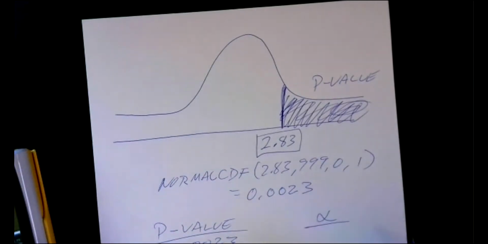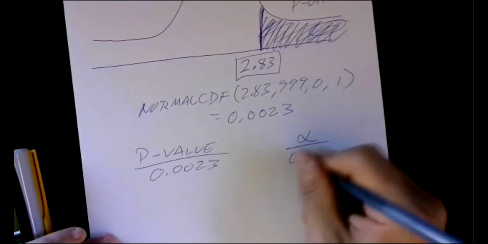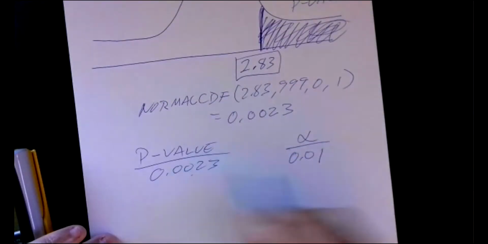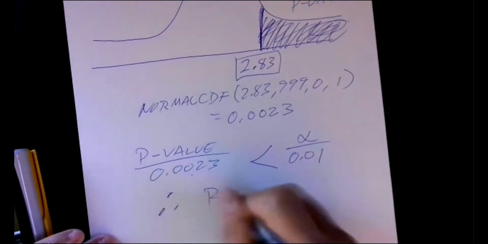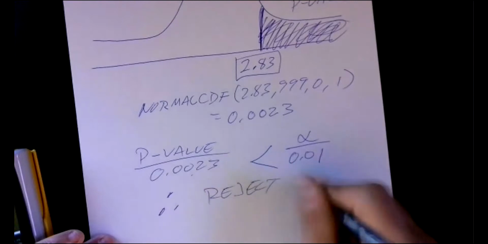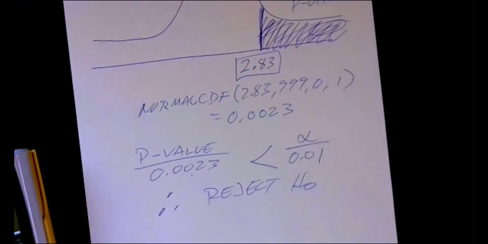The alpha value was 0.01. The p-value is smaller than the alpha value. Therefore, reject the null hypothesis. All right. Moving on. What's next?